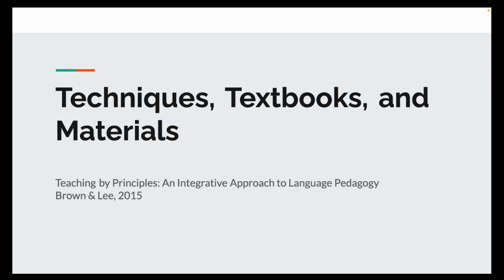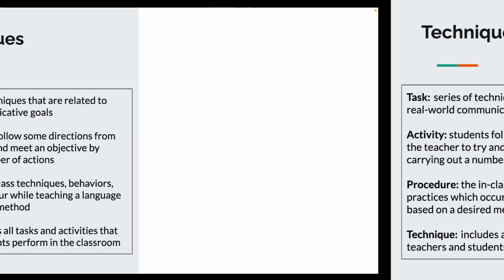This time we're going to take a look at a chapter called Techniques, Textbooks, and Materials. So basically what we're looking at in this material is what are the different types of techniques at a more macro level that you can do in your class, and then of course some keynotes about choosing your textbook and adding some more extra materials into your classes. All right, so here we go.